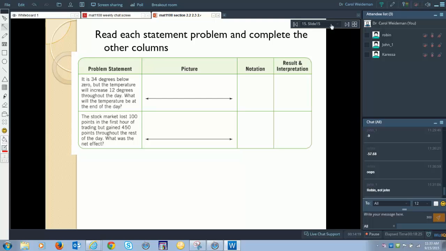All right, let's try a couple other ones. It's 34 degrees below zero, but the temperature will increase 12 degrees throughout the day. What will the temperature be at the end of the day? So right now, I'm going to type instead. It's negative 34, and it's increasing 12 degrees. So where do we end up now? Negative 22, yeah.